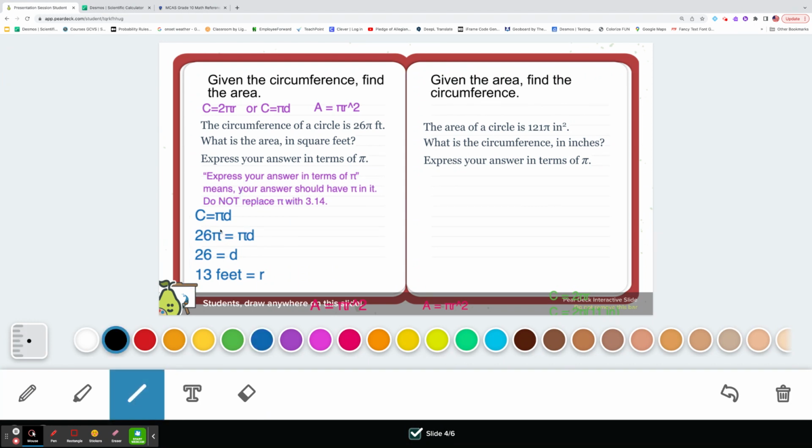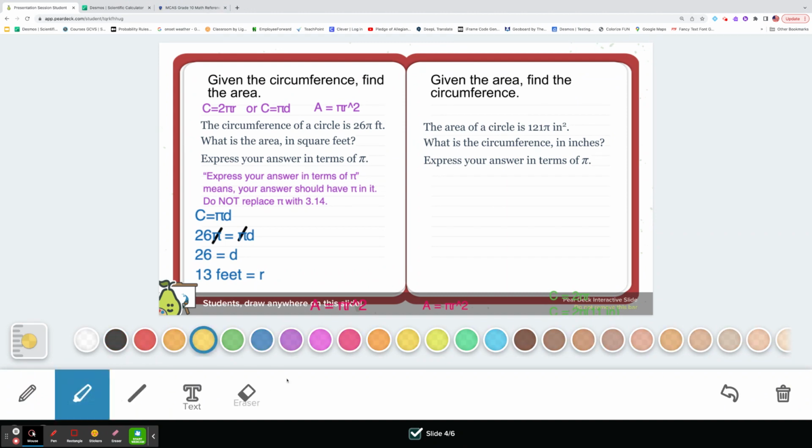I notice there's a pi on both sides of the equal sign. Now pi is a number. I can divide both sides of an equation by the same number and still have a valid equation. That tells me that 26 is equal to my diameter. From there, I can find my radius by dividing by 2. I know my radius is 13 feet.